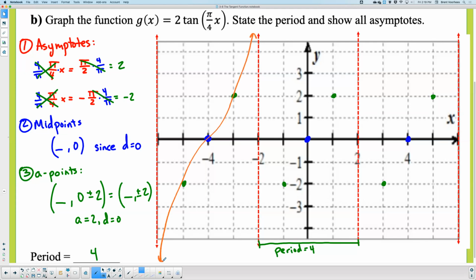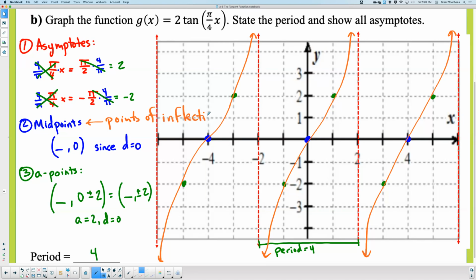I want to remind you that this concavity here changes. What do I mean by concavity? On the left side of the midpoint, it's concave down, then it becomes concave up, which means we have a point of inflection. Every midpoint is a point of inflection. That's something I need to say that I haven't said yet. These midpoints are the points of inflection. That's going to be important to know as we go on. That just means we're changing from concave up to concave down or vice versa. And in this problem, it's concave down to concave up on every midpoint.